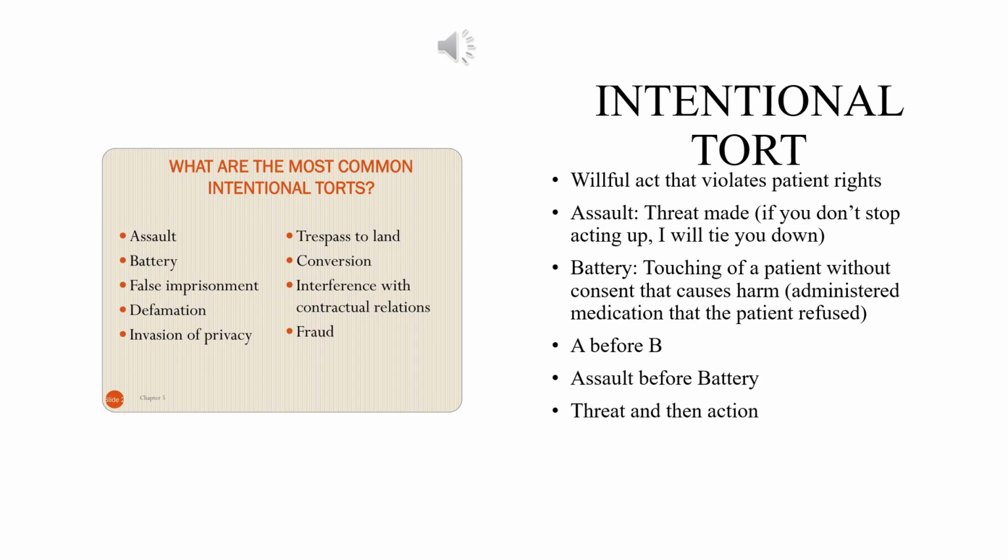Intentional torts, this is done with intention, a willful act that violates patient rights. Assault. If you assault somebody, by the legal definition, you threaten them. Such as, if you don't stop acting up, I will tie you down. That is a threat. Then battery is touching of a patient without consent that causes harm, such as administering medication that the patient refused. So the way to remember this is A before B. The assault or the threat is made before the battery. So A before B, assault before battery, threat, and then action.